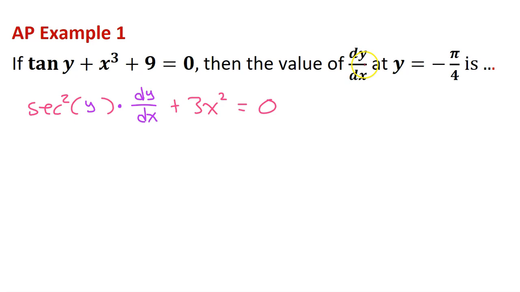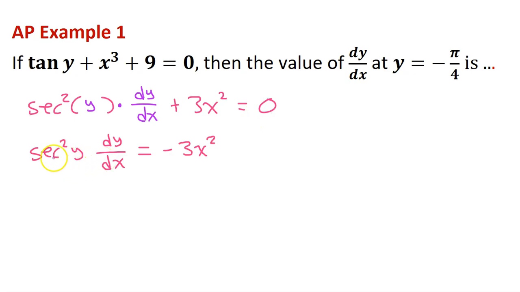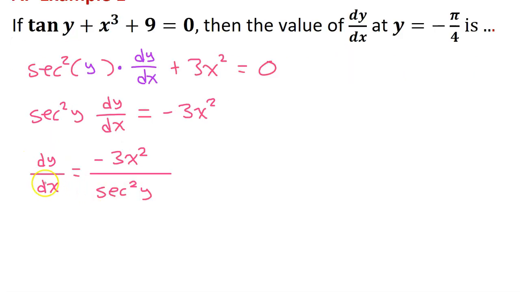Let's get dy dx by itself. Begin by subtracting 3x squared from both sides. Next, divide both sides by secant squared y. So here's our expression for dy dx.